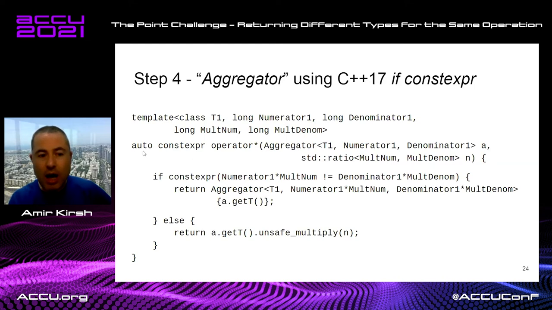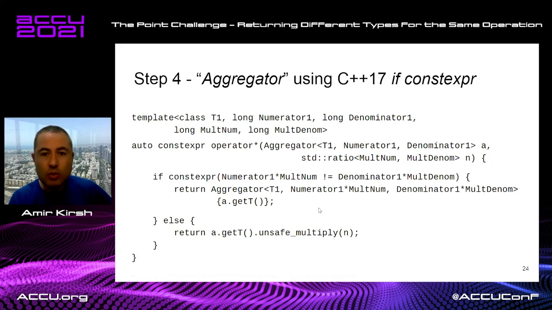And we rely here on the auto return type, but we rely also on if constexpr, and also on the fact that the function is a template function. And being a template function means that eventually it's not a single function, it creates several functions. So if, and the if is checked at compile time, the numerator multiplied by the number that we have on the ratio that we multiply by does not equal the other side, then it means that we are not in the single unit case, and we return an aggregator. In the other case, we find out that the result is a single unit, and we return an actual T.